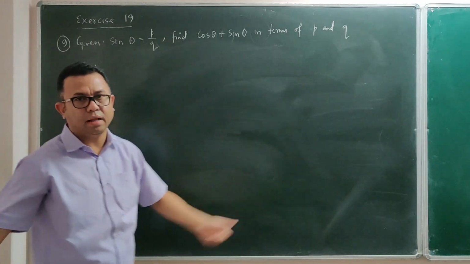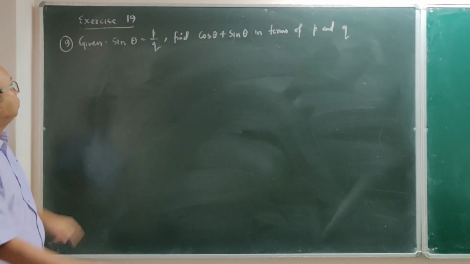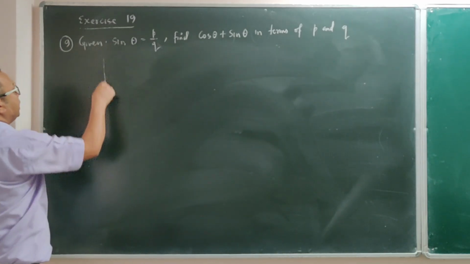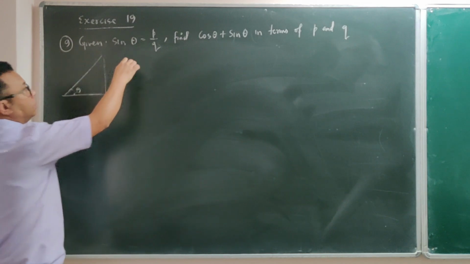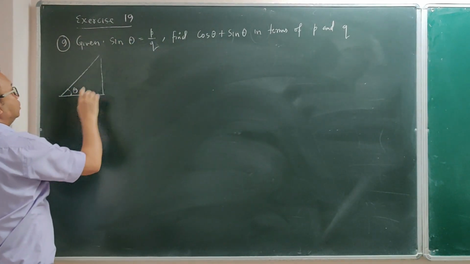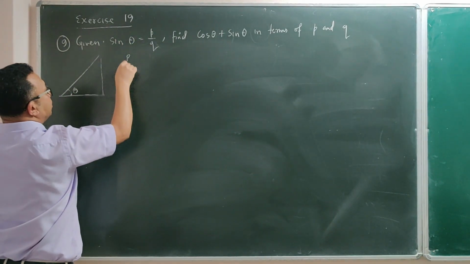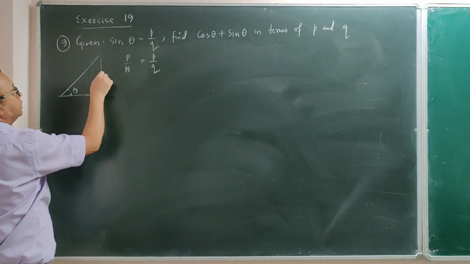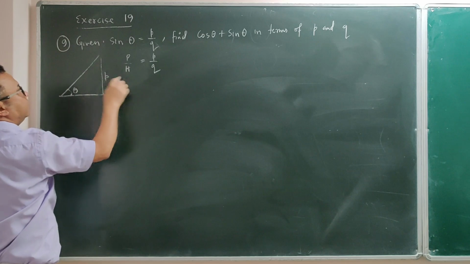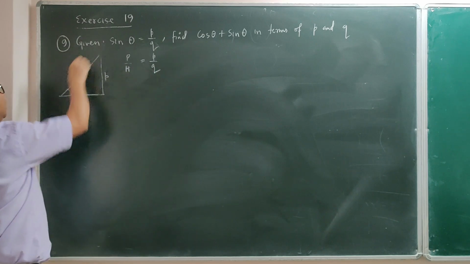So the final answer should also be in terms of p and q. What I'm going to do now is make a diagram. Sin theta, theta again. Sin is perpendicular by hypotenuse, that is small p by q. So perpendicular is small p, and hypotenuse is q.